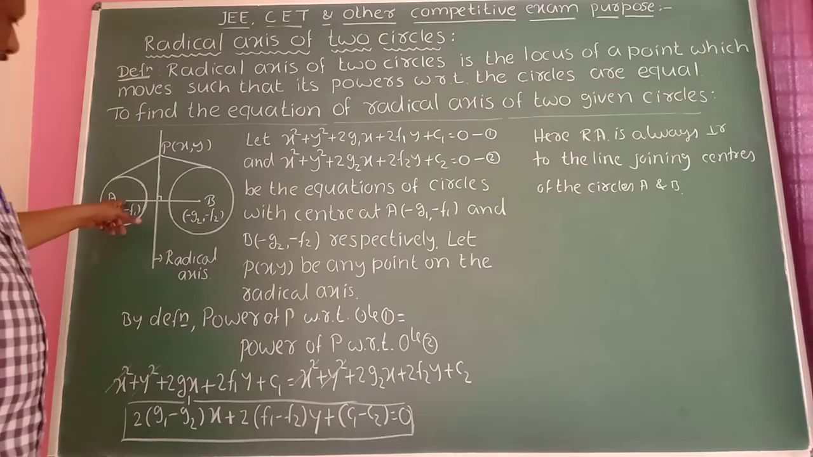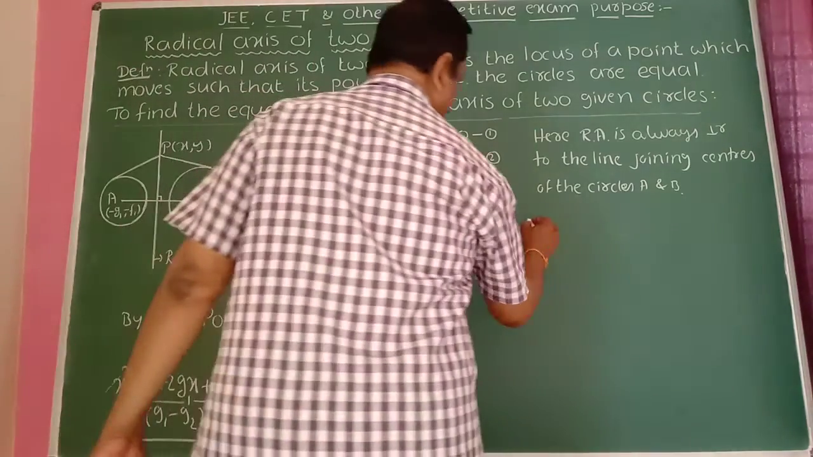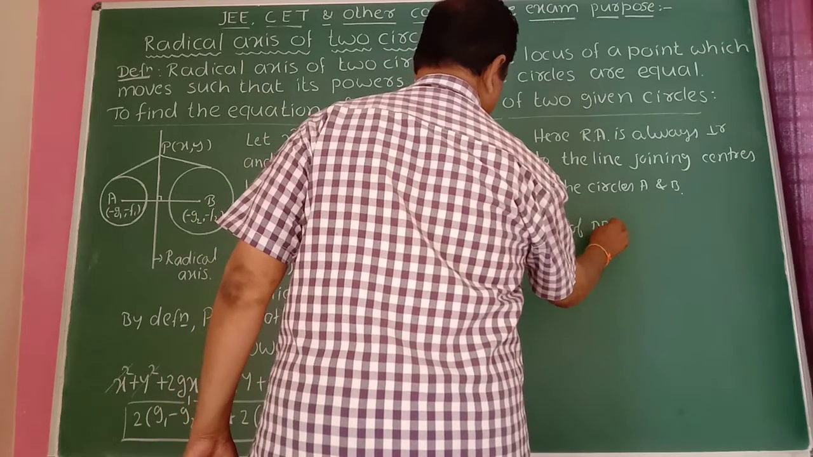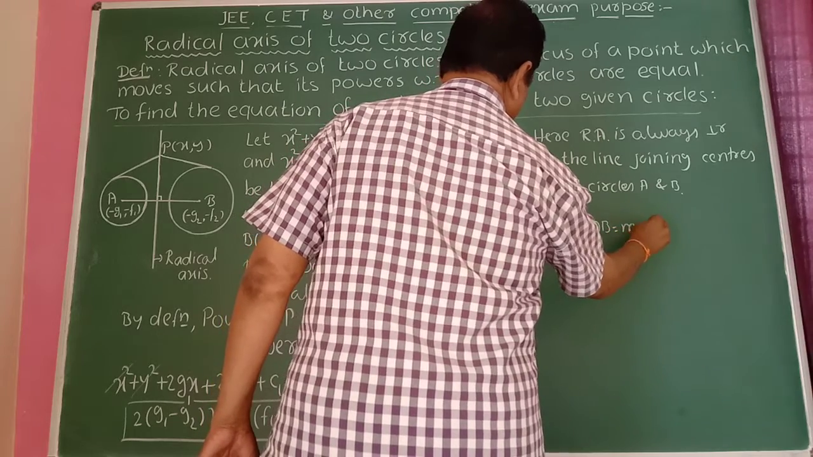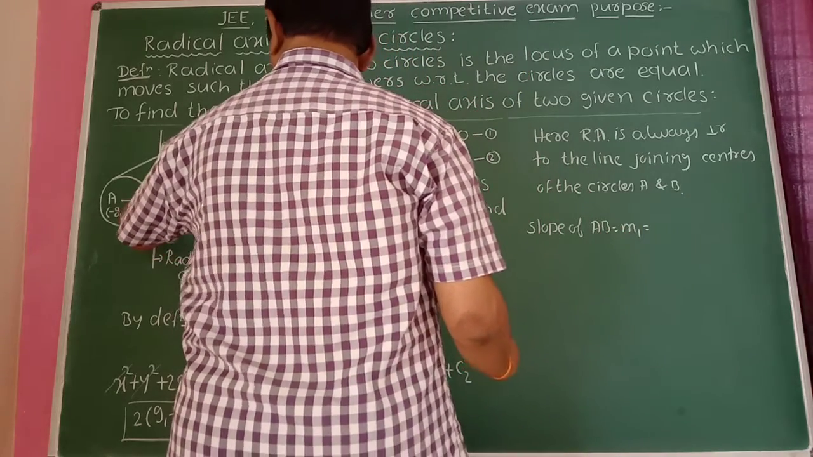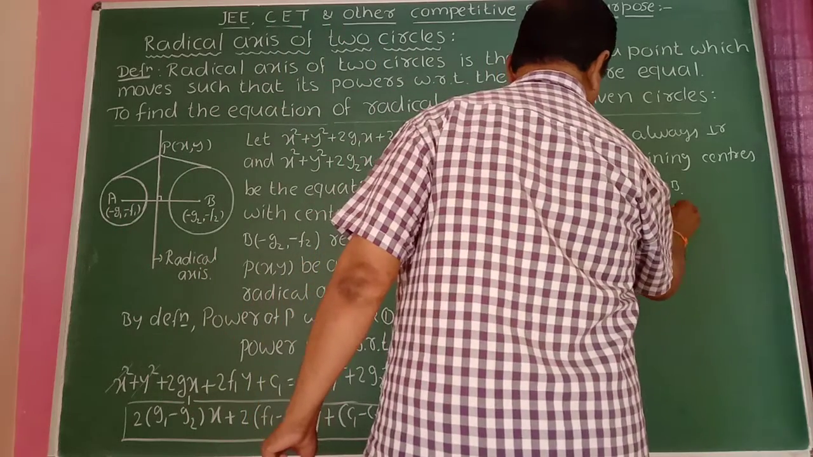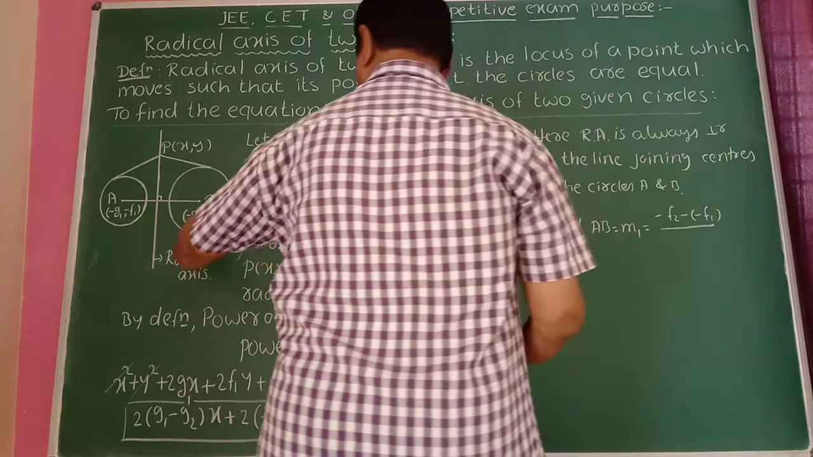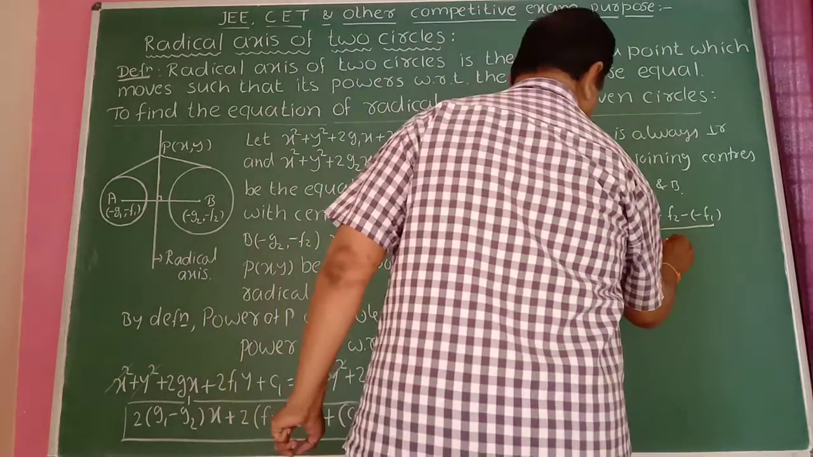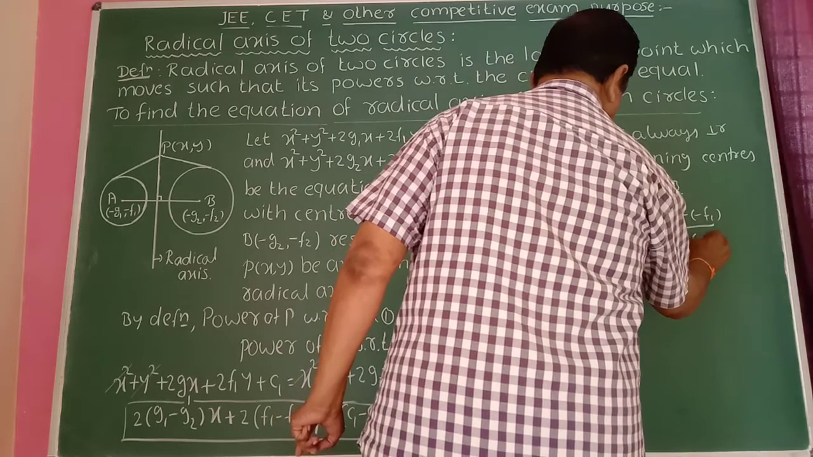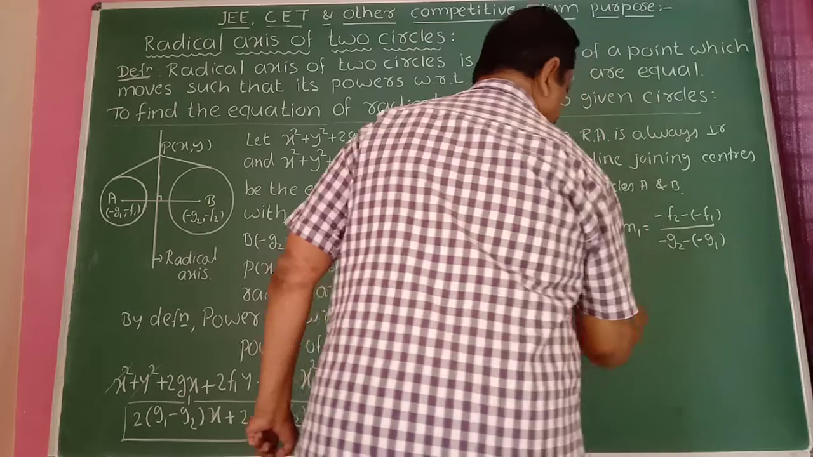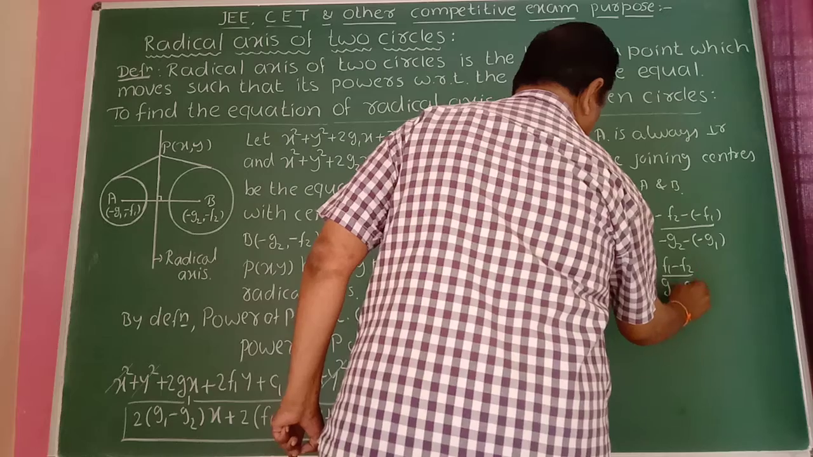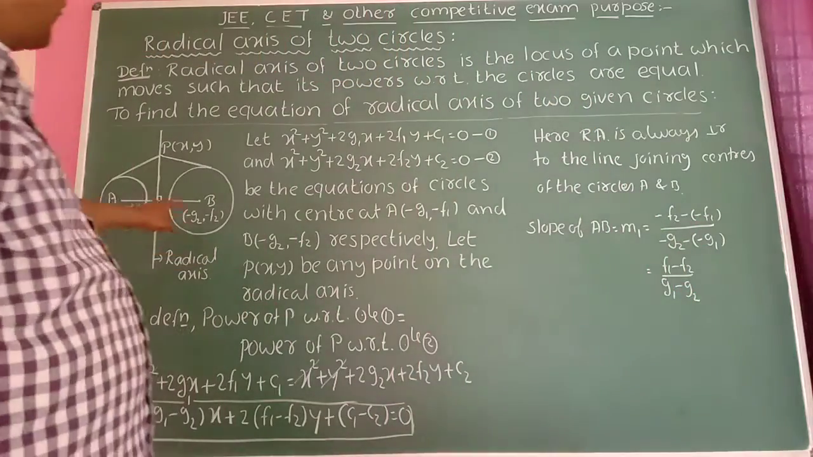First, find the slope of AB, the line joining the centers. The slope of the line AB is m1 = (-f2 - (-f1)) / (-g2 - (-g1)). Therefore, this is equal to (f1 - f2) / (g1 - g2). This is the slope of this line AB.